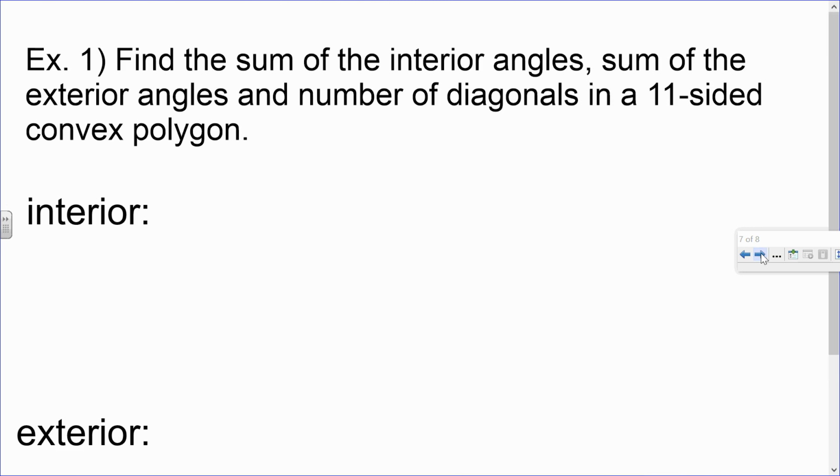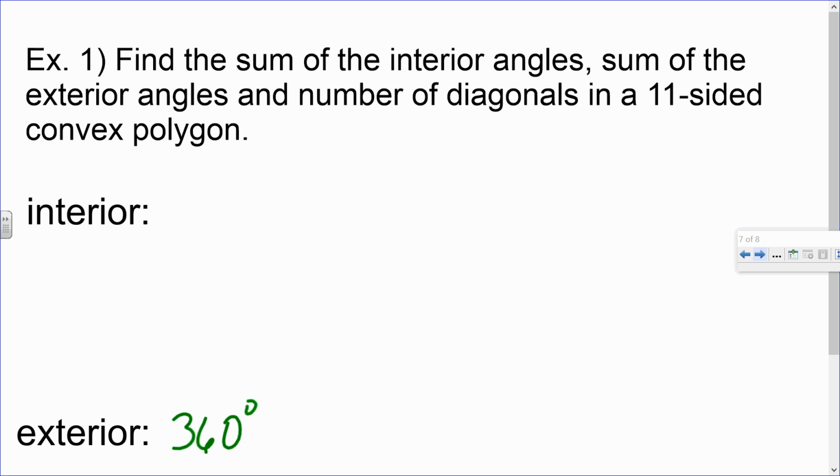So we have an 11-gon, 11 sides, and we need to do all 3 things: interiors, exteriors, and diagonals. When you're answering more than one thing, I need them labeled in some way which one is which. Let's do exteriors first. Everybody, what will the exteriors add up to? So all we have to do is write down that the exteriors add up to 360 degrees and include the label.